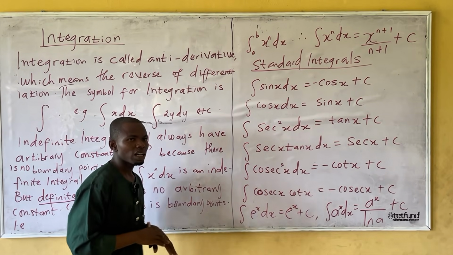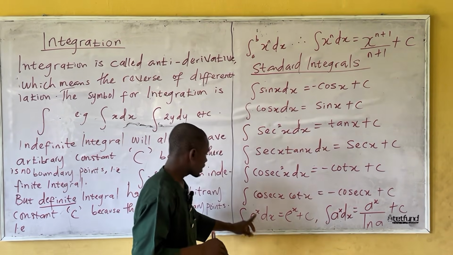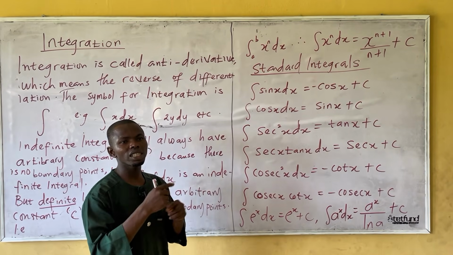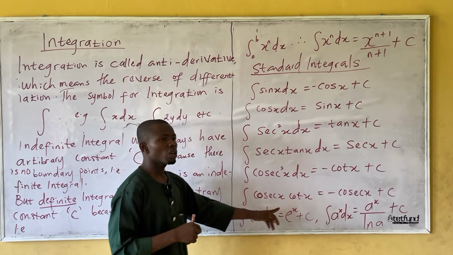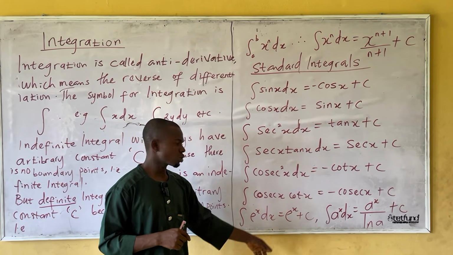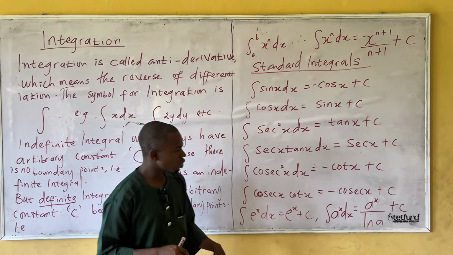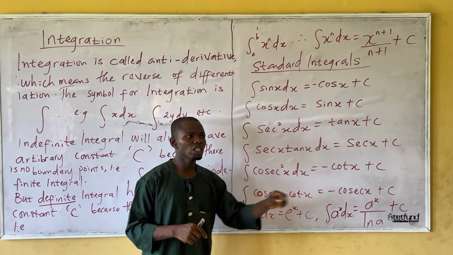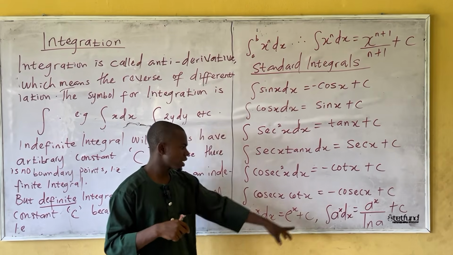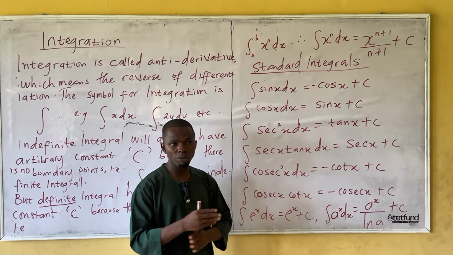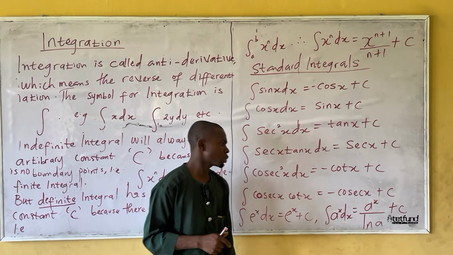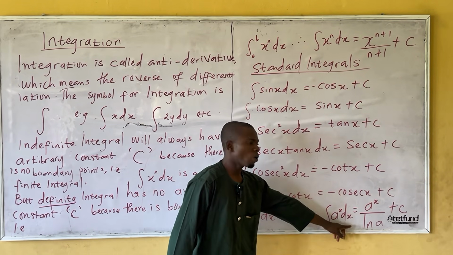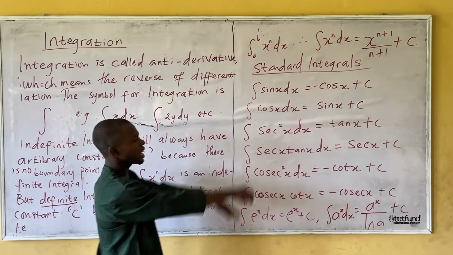And the integral of exponential of x dx: when you integrate exponential of x, it gives you exponential of x back plus C. And the last one, the integral of a raised to the power of x dx, where a is a number, it can be 2 or 3. If you integrate it, it gives you a raised to the power of x over ln of a plus C. All these are the standard integrals.